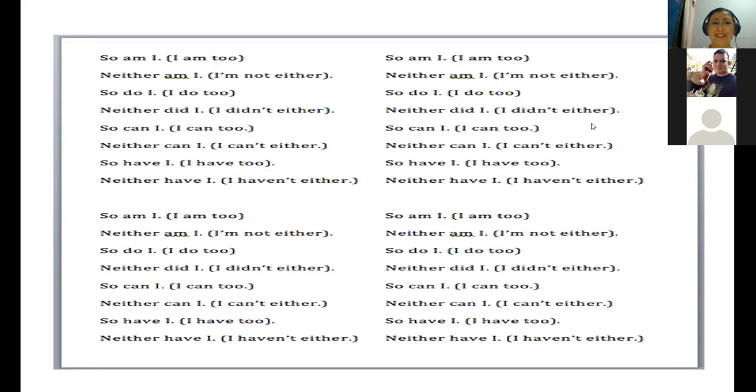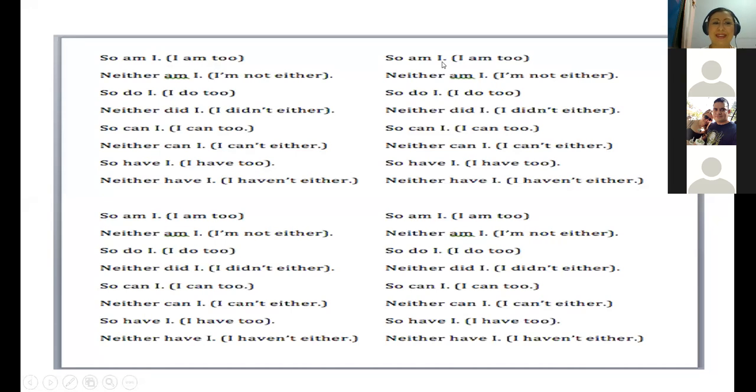Second volunteer? Okay, Rocio, please go ahead. So am I, or I am too. Neither am I, or I am not either. So do I, I do too. Neither did I, I didn't either. So can I, I can too. Neither can I, I can't either. So have I, I have too. Neither have I, I haven't either. Excellent. Thank you, Rocio. My last volunteer for this block.